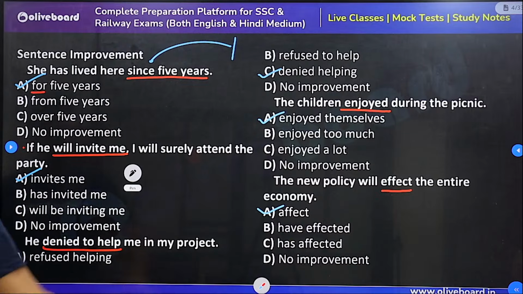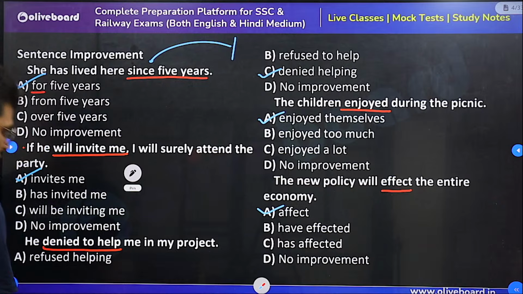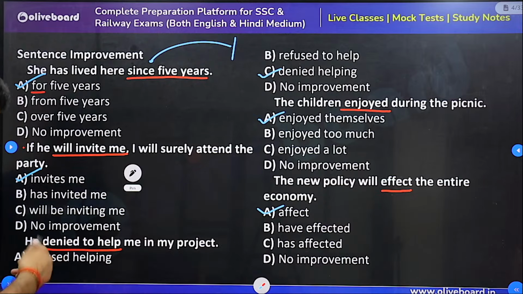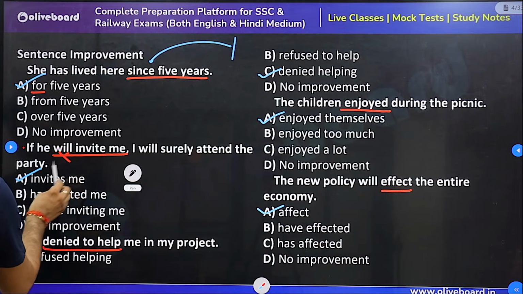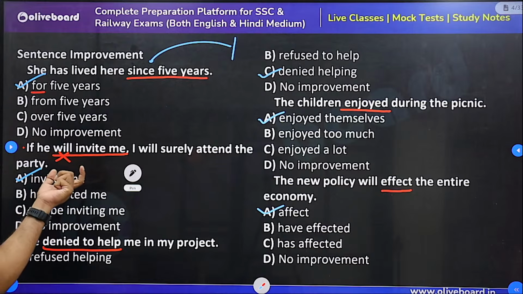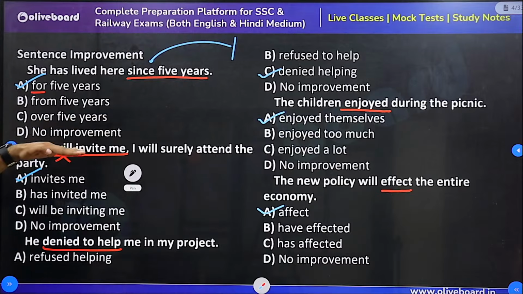If he will invite me, I will go there. Whenever he will come, I will talk to him. Trust me, everyone, those who know, okay, revision for you. Those who don't, conditional clauses can never, ever, ever be in future. The sentence showing condition can never be in future. The result can be in future, but the condition has to be present and definite.